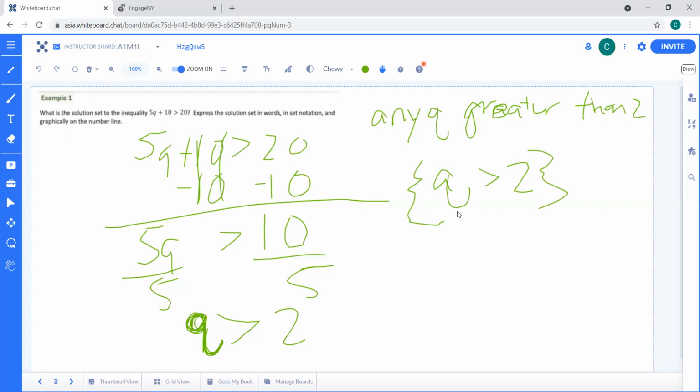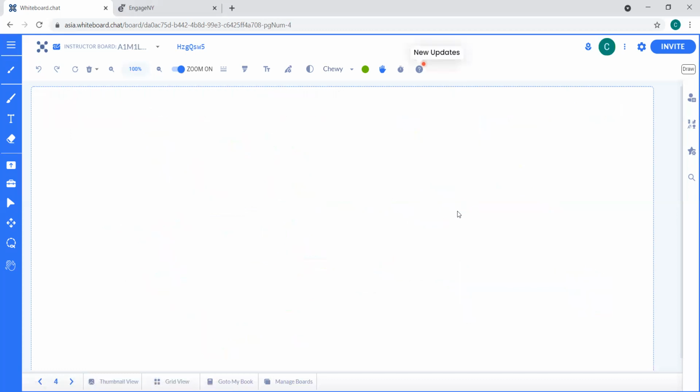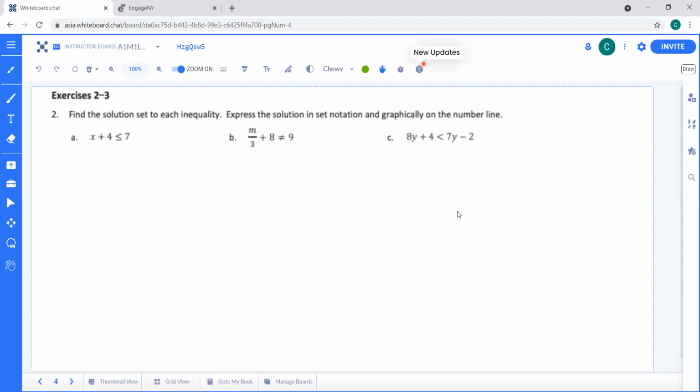Now, we would also say by doing a number line, and I just put the 2 in the middle. It's got to be greater than 2. It cannot be 2. 2 will not work because it has to be greater than 2. So you have an open circle. Number 4, or page 4, sorry.